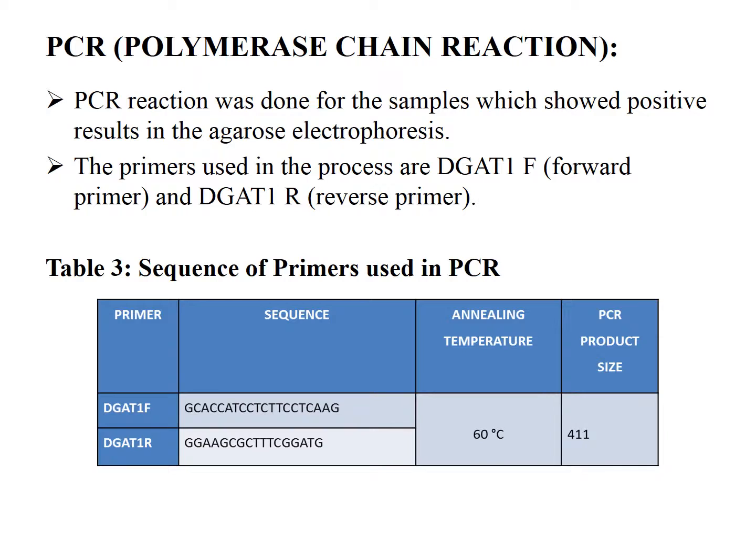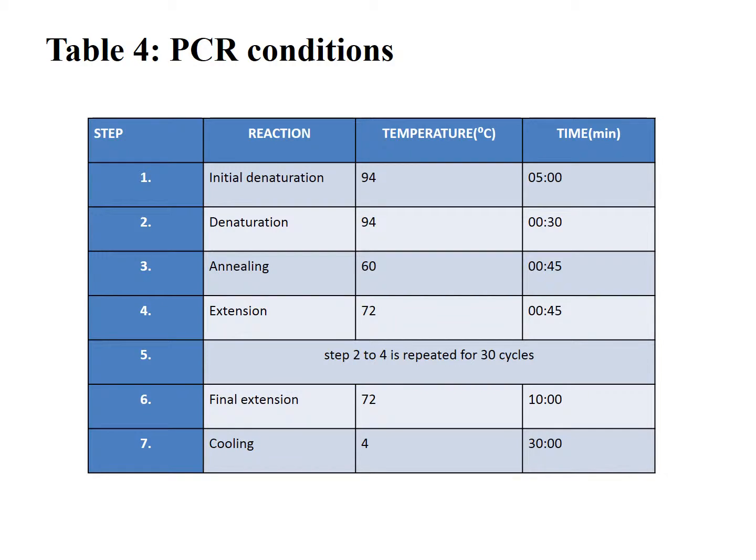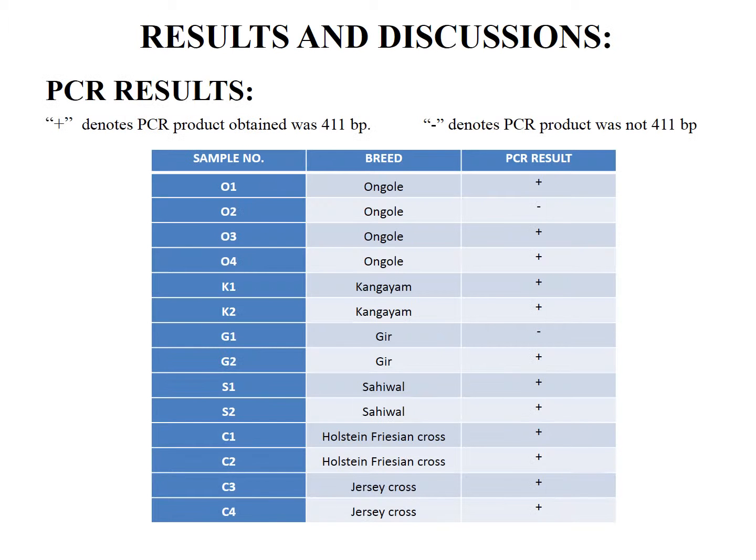PCR, polymerase chain reaction. The PCR reaction was done for the samples which showed positive results in the agarose electrophoresis. The primers used in the process are dgat1F and dgat1R. Table 3 shows the sequence of primers used in the PCR. The optimum conditions of the PCR are represented in the following table, Table 4.